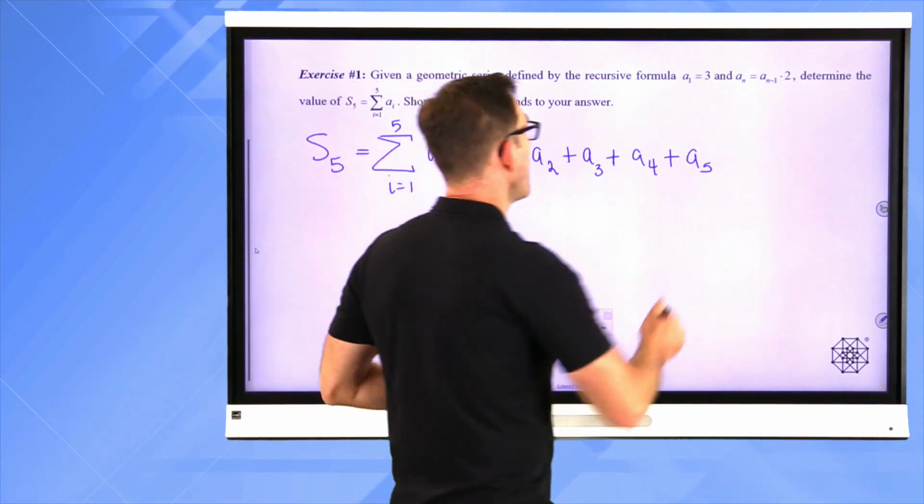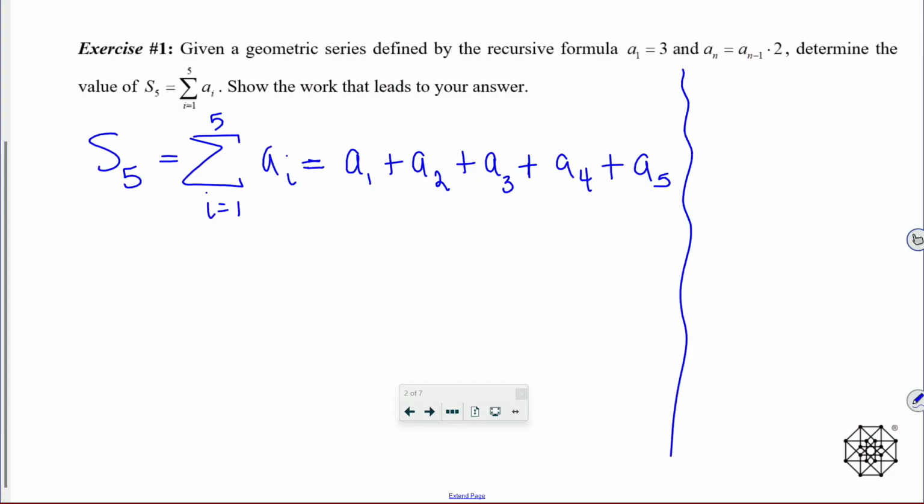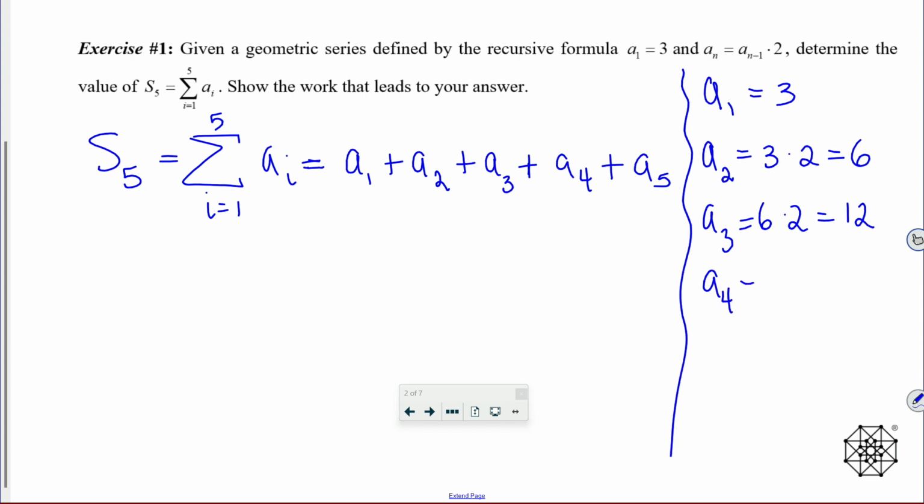Now that's easy enough to do. We just have to figure out what all of these things are equal to. So we know a1 is equal to 3. We know a2 is going to be 3 times 2, and that's 6. We know a3 is going to be 6 times 2, and that's 12. a4 is going to be 12 times 2, and that's 24. And a5, which is the last one we need, is going to be 24 times 2, and that's 48.